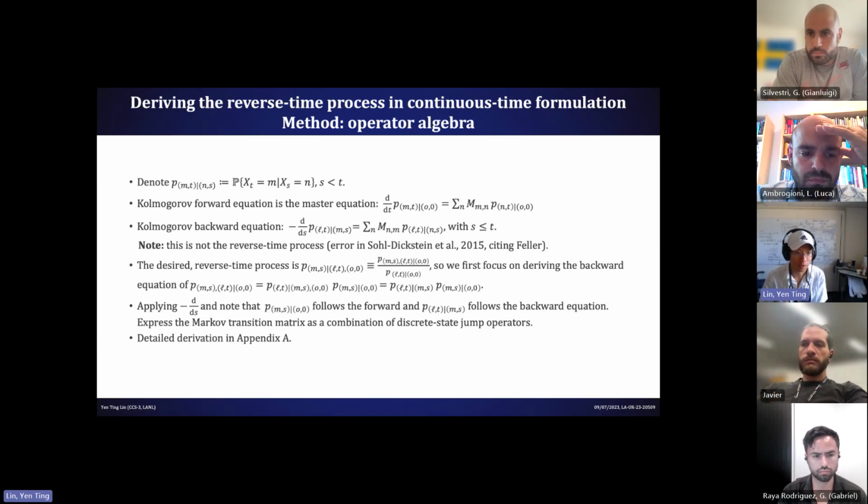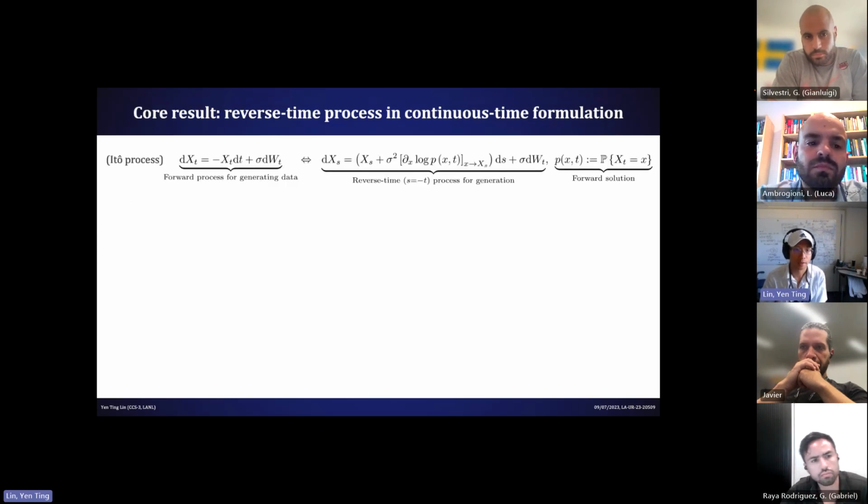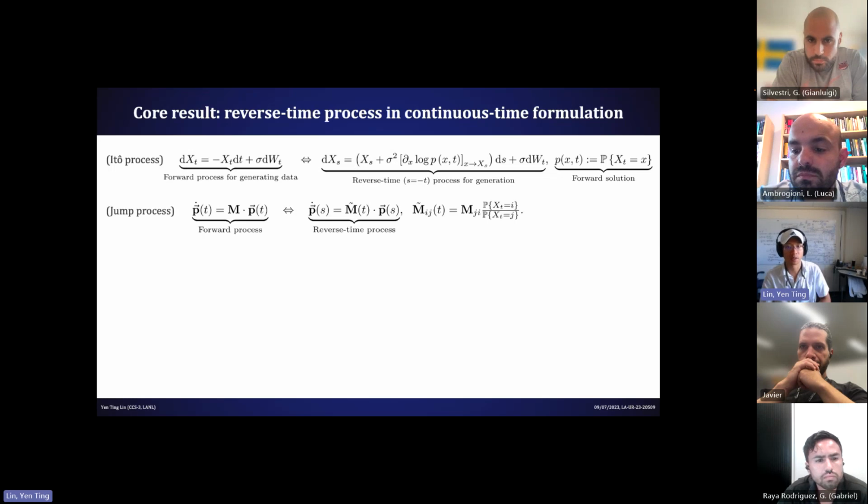There are some technical details. You have to express the Markov transition matrix as a combination of discrete state jump operators. And then there are some operator identities that you apply, but it's very tedious, though very straightforward. And in the end, what you will get is something that is very similar to the Ito process.